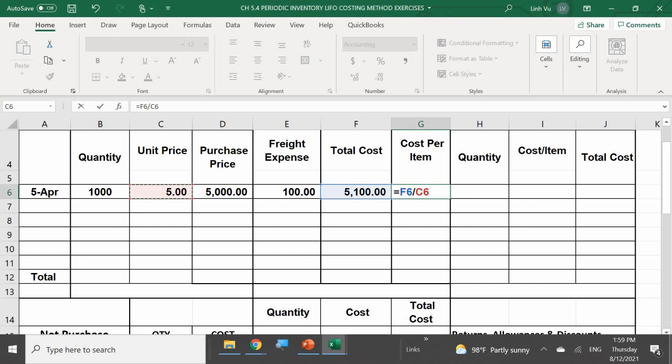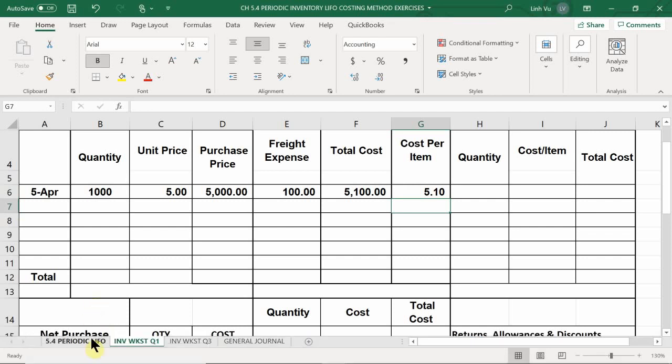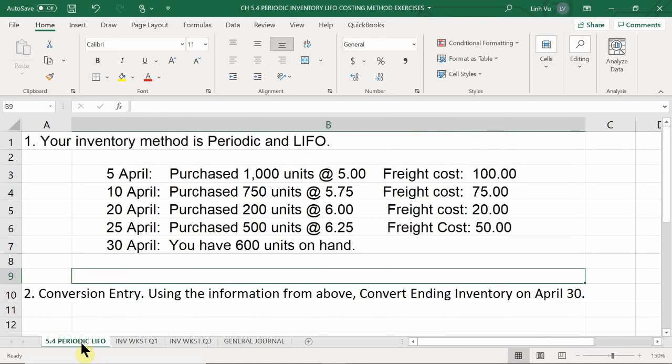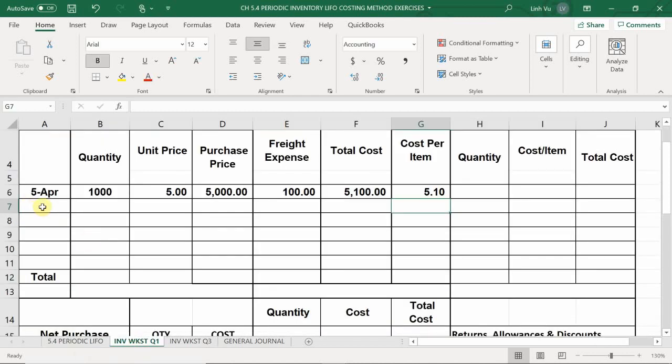Good. So we're going to take our total cost divided by our quantity. So that's 5,100 divided by 1,000. And what is my cost per item? $5.10. Okay. Good. So then, April 10, we purchased an additional 750 units at $5.75, with the freight costing $75. So, plug those numbers in.